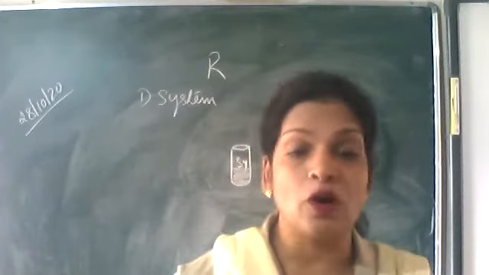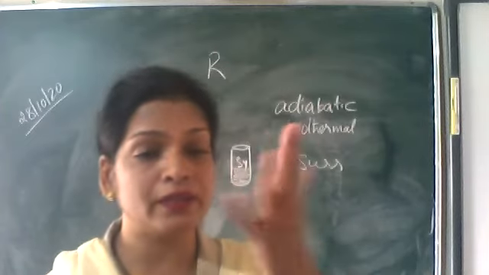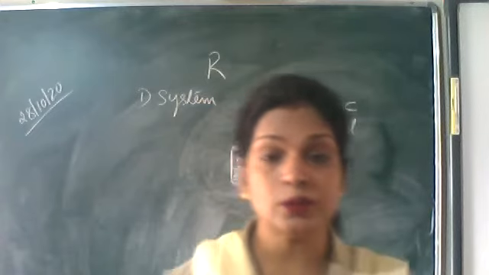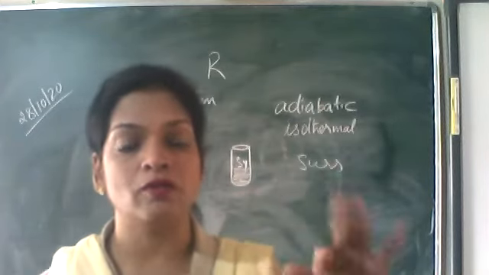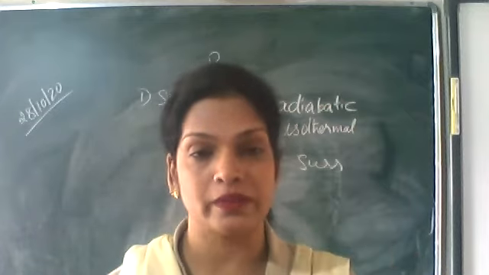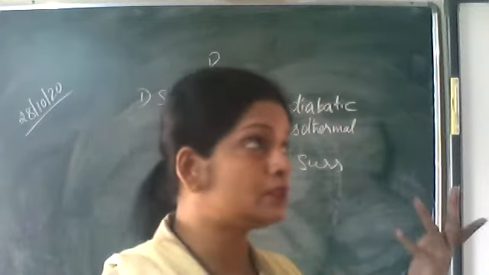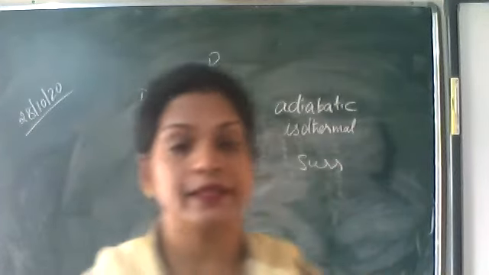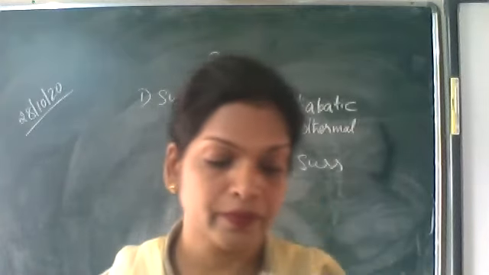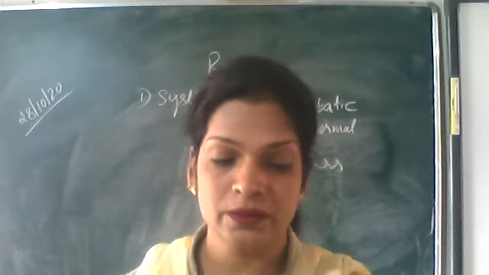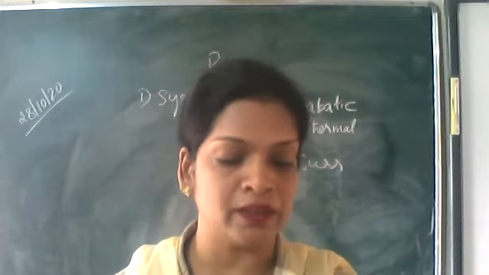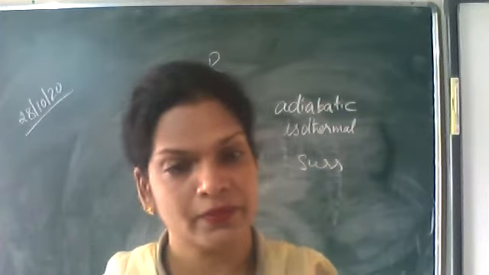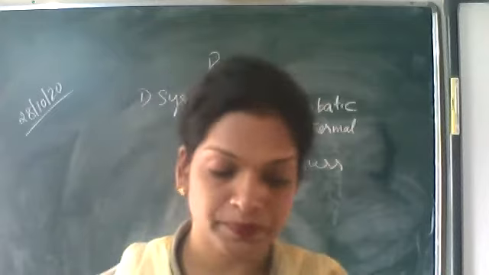So there are two types of walls. Adiabatic wall, where no heat is exchanged between system and surroundings. Isothermal wall, where heat is always transferred between system and surroundings. System plus surrounding is the universe. Next heading, surrounding. Surroundings include everything in the universe other than the system.